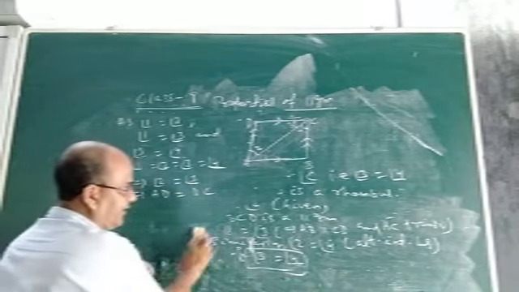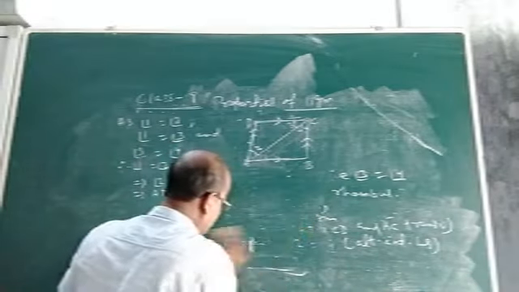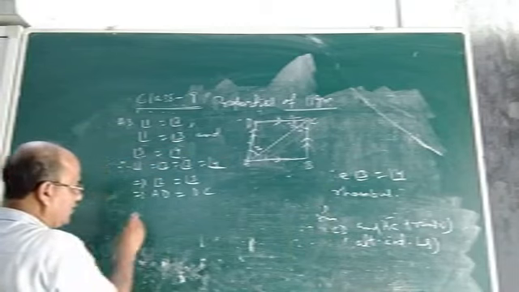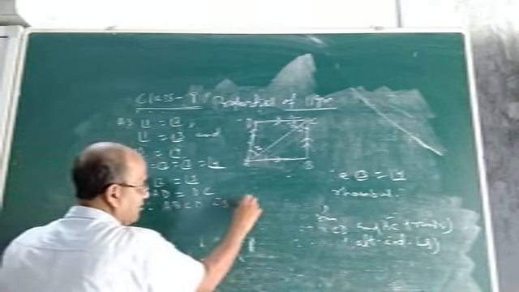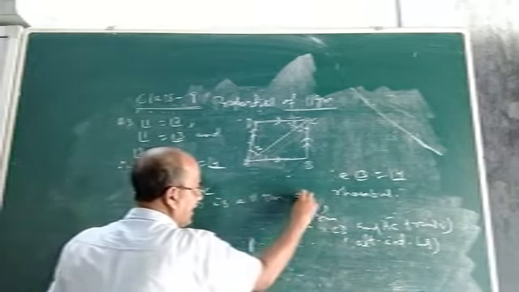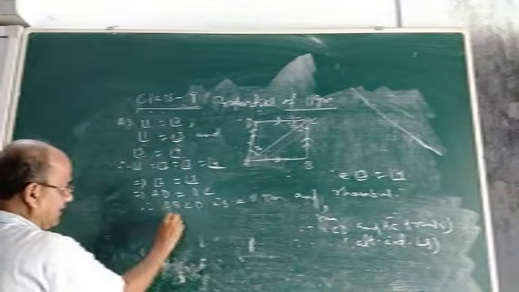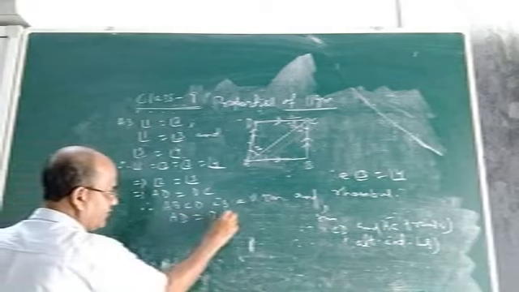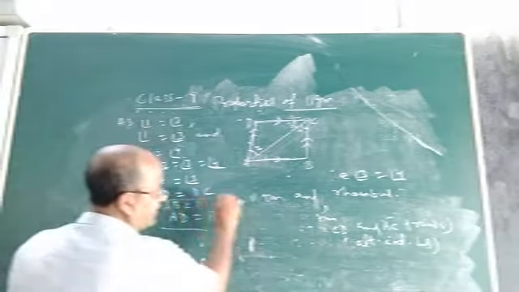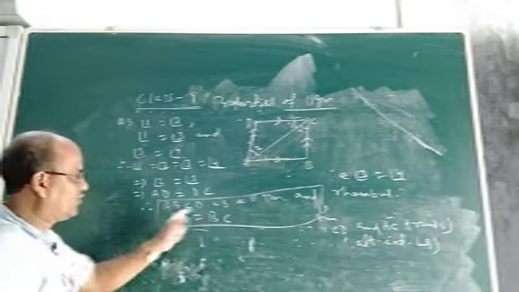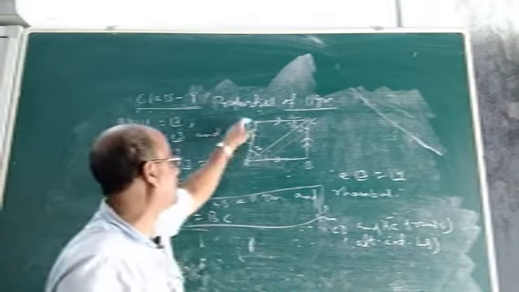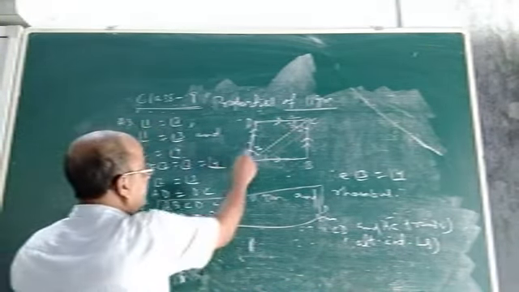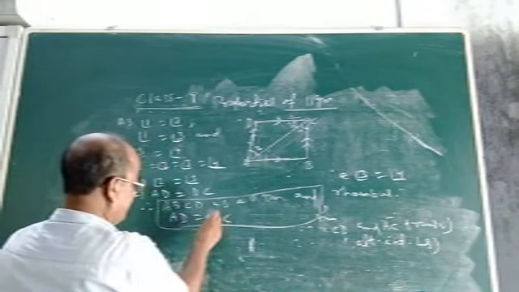So what did we see? We saw that ABCD is a parallelogram, it is given, and AD equals DC we proved. Now these two conditions: ABCD is a parallelogram and AD equals DC.